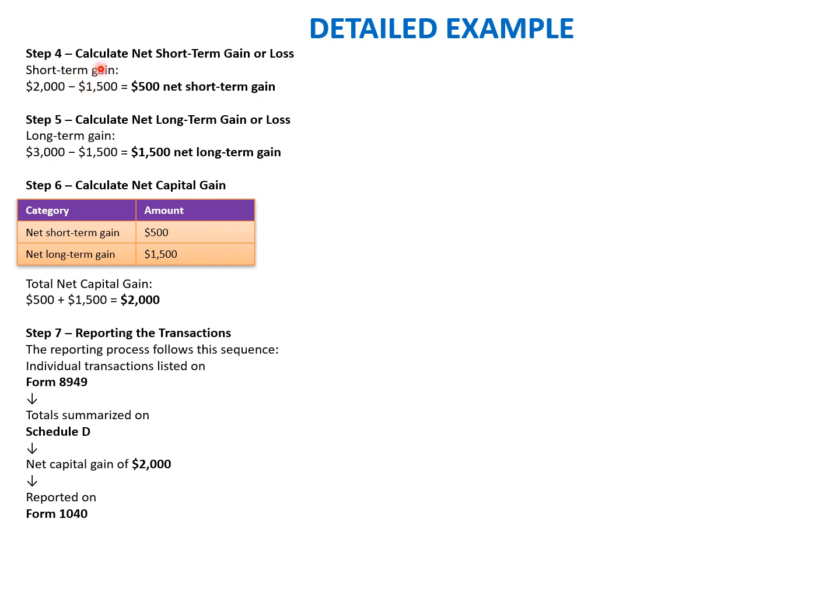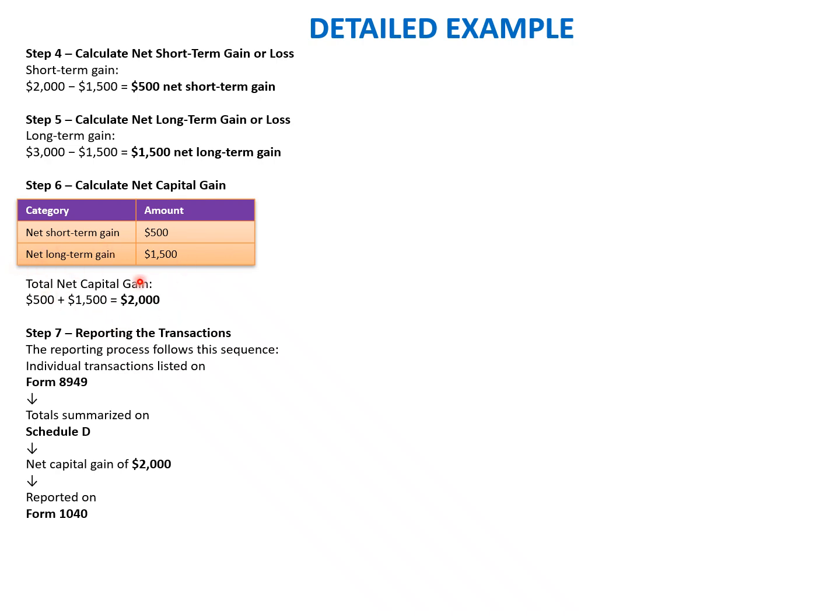Okay, so the next step is to calculate the net short-term capital gain or loss. Short-term capital gain of 2000 minus short-term capital loss of 1500 gives a 500 net short-term capital gain. Step 5 is to calculate the net long-term capital gain or loss. So 3000 long-term capital gain minus 1500 long-term capital loss, so we have a 1500 net gain. So net short-term 500, net long-term 1500.